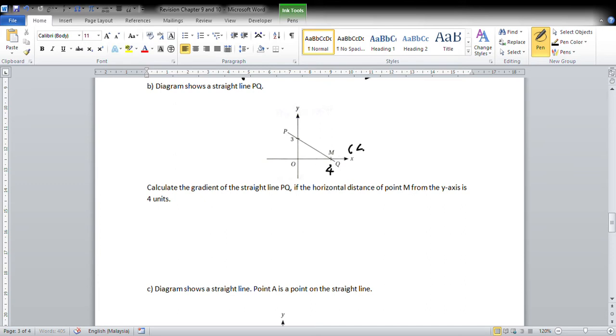For M it is (4, 0), and then for this point, the y-intercept is (0, 3). So to calculate gradient, again we apply y2 minus y1: 0 minus 3 over 4 minus 0. So the answer for this question is negative 3 over 4.